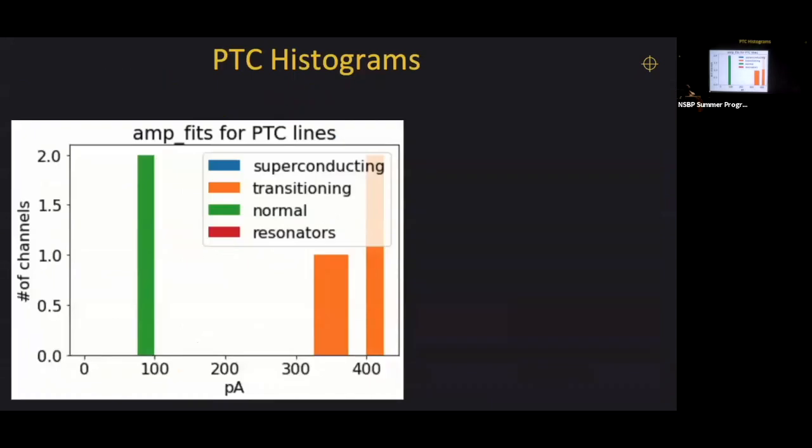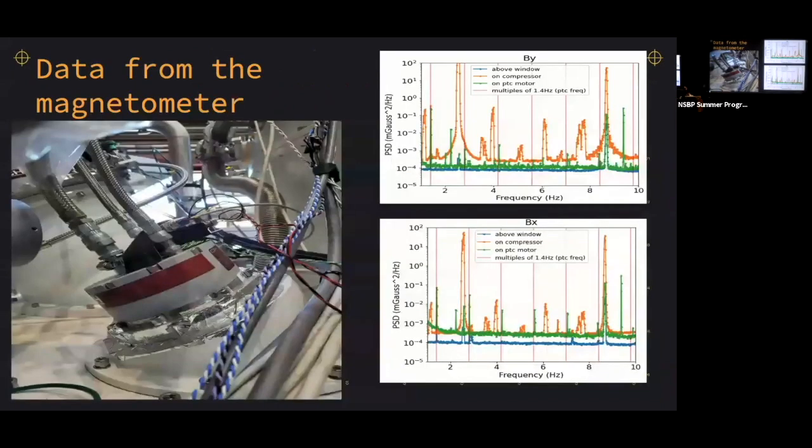From there, I plotted a histogram of the amplitude that the algorithm picked up. As you can see, we didn't get anything in the resonators. We got a pickup in the superconducting and the normal detectors. In order to investigate this, we started off with a few possibilities.